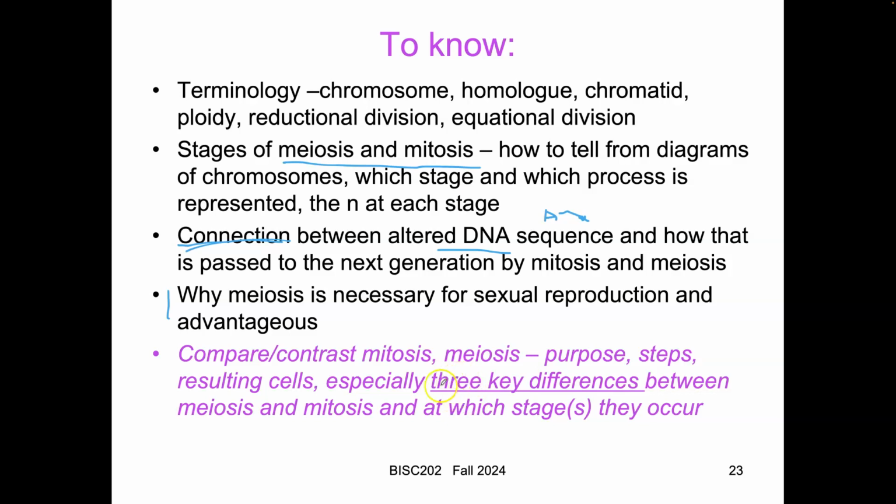What are the advantages of it, or the advantage? And then just be able to talk about meiosis and mitosis. What are they for? What are they used for? What is the purpose or the goal or the outcome of them? A little bit about the steps. Where are the steps similar? Where are they different? And those 3 key differences between meiosis and mitosis that I mentioned, and the stages that those occur at.